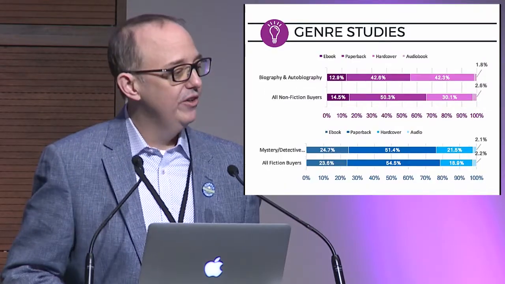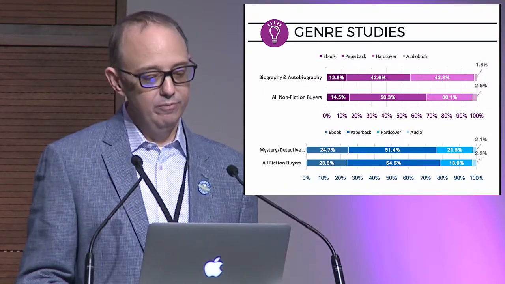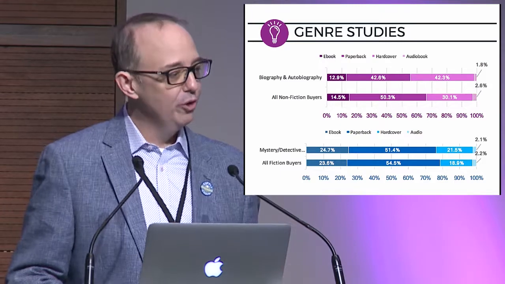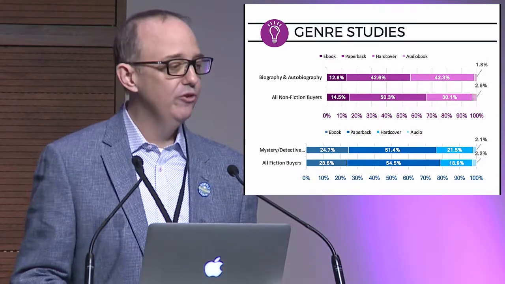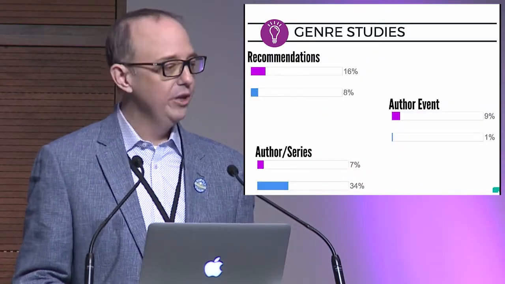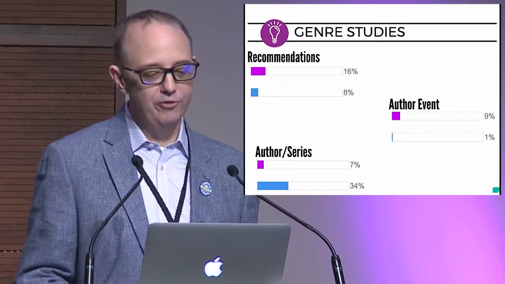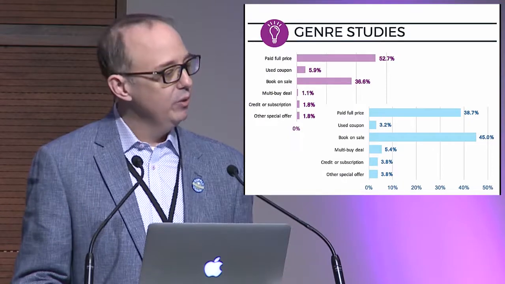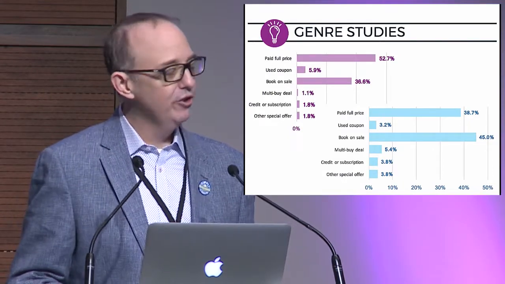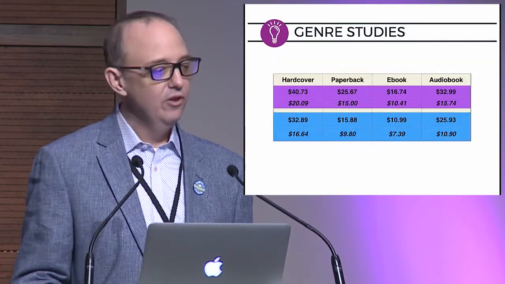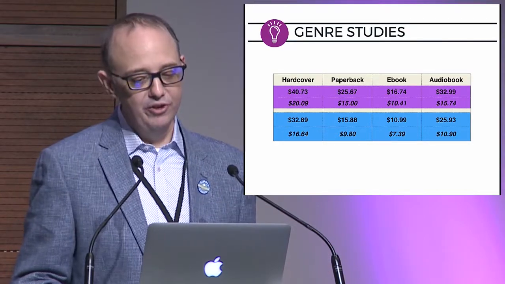We can also look at format breakdown. Mystery books are dominated by ebook format. That shouldn't come as a surprise. Biography is a lot less so. We can look at recommendations, author events, author series. This is where the awareness for those subject categories is created. We can look at what they paid and if they took a discount and how they got those discounts, what they paid compared to the two studies.